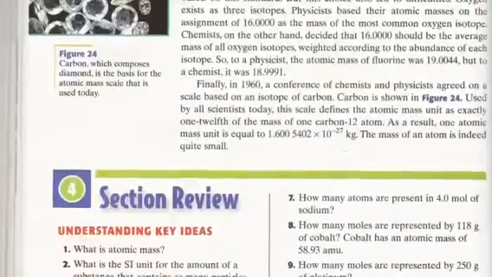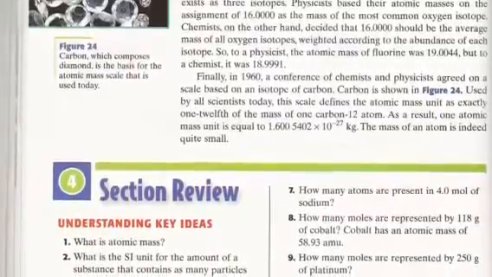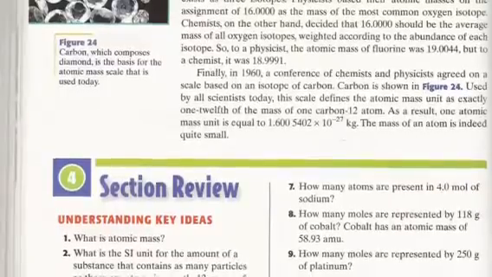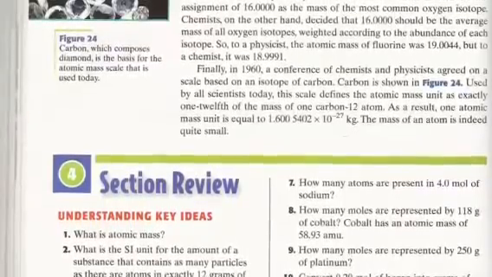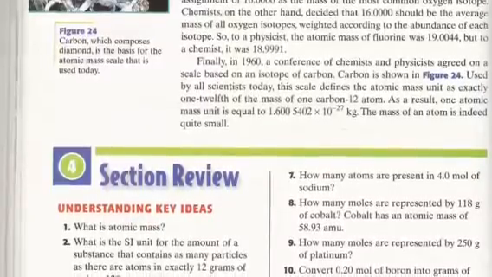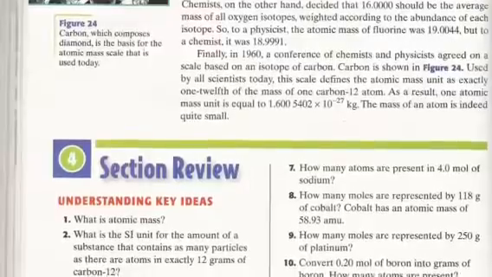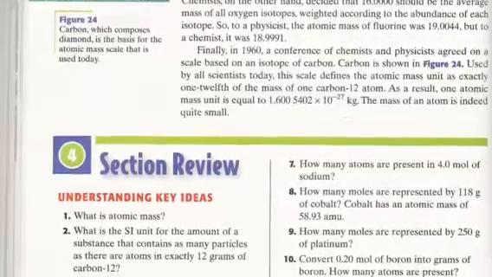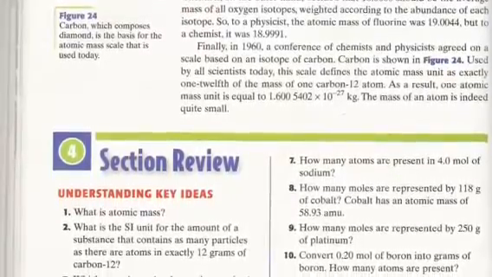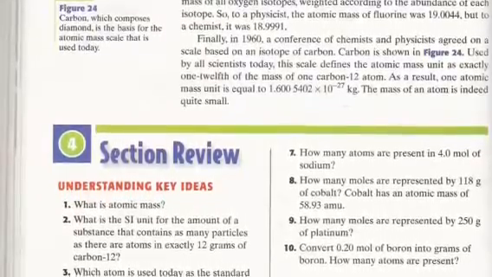Carbon is shown in Figure 24. Used by all scientists today, this scale defines the atomic mass unit as exactly 1/12 of the mass of one carbon-12 atom. As a result, one atomic mass unit is equal to 1.6605402 times 10 to the negative 27th kilograms. The mass of an atom is indeed quite small.